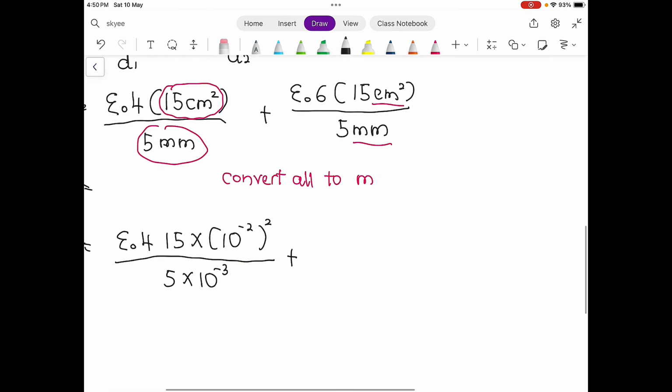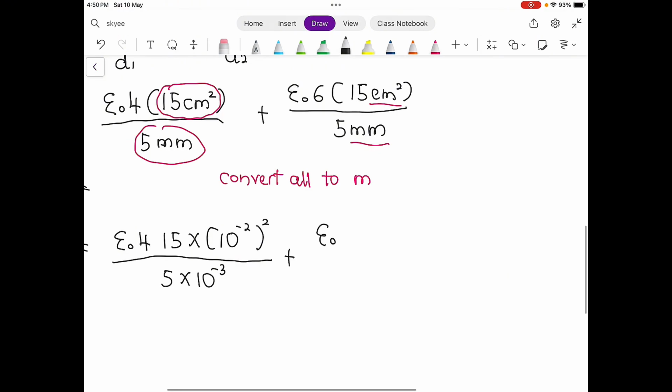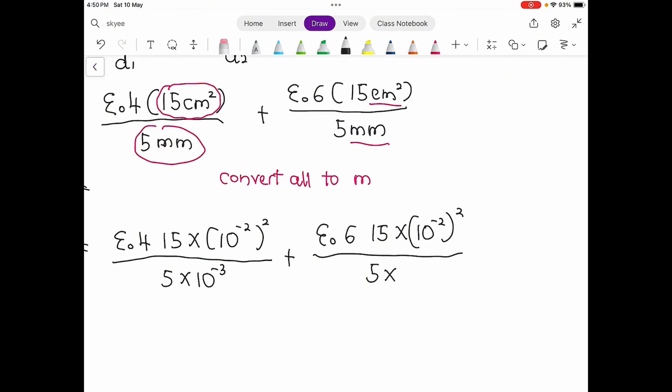So this one is the same like this. You have 15 multiply 10 negative 2 and then power 2. Then 5 times 10 negative 3.